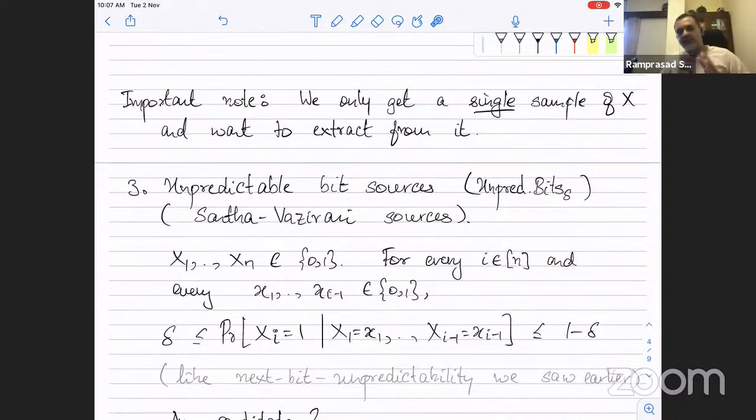It's saying that even if I completely tell you what the prefix is, you still have some uncertainty about what the next bit is going to be. So in some sense, every bit is giving you at least a little amount of randomness. These are called unpredictable bit sources. I hope the definition is clear.